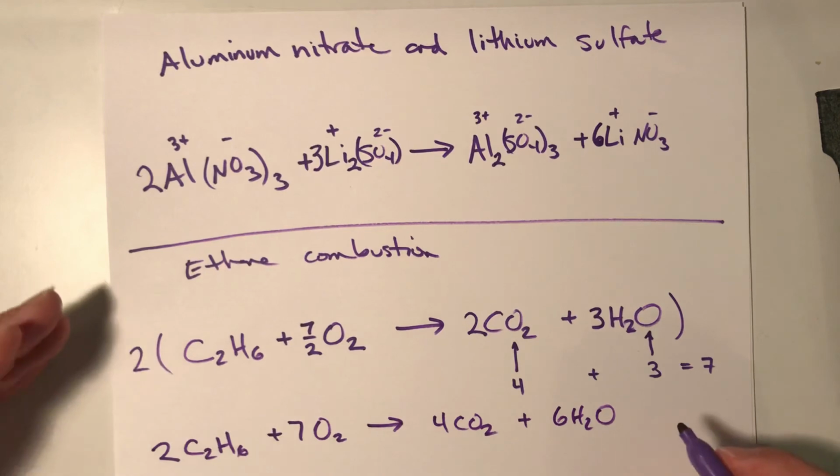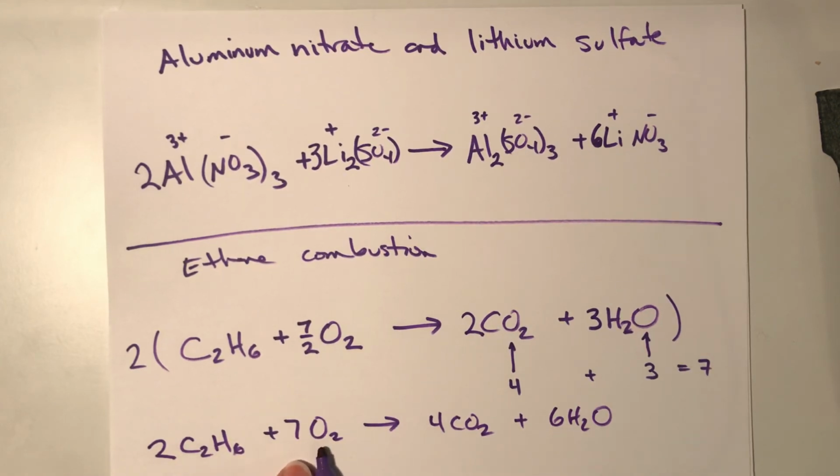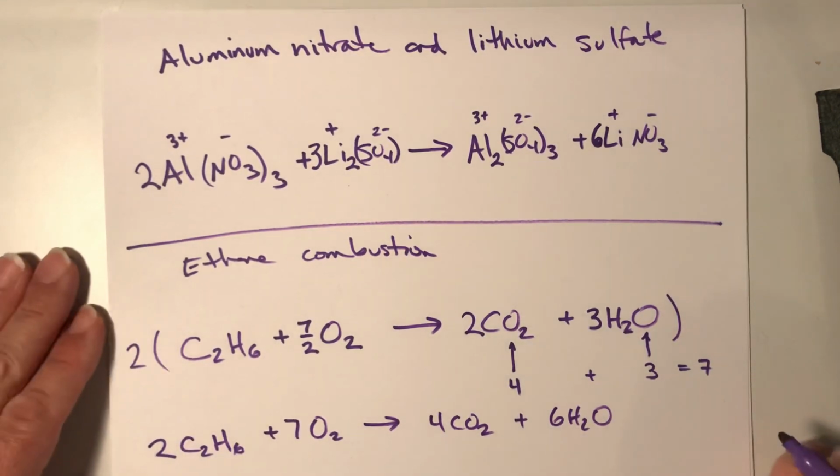One thing that's really useful to do is to go back and double check that you did it correctly by counting everything up again. So here we have 4 carbons and 4 carbons. We have 12 hydrogens and we have 12 hydrogens. We have 14 oxygens and we have 8 plus 6, which is 14. So everything balances out in this equation.